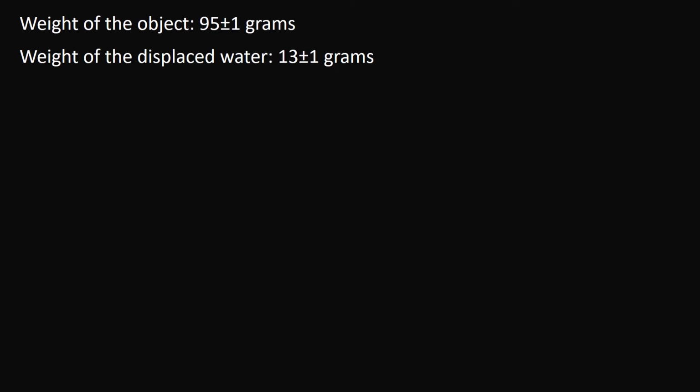Okay, so the weight of the object is 95 grams and my weight scale has an accuracy of 1 gram. So totally we have 95 plus minus 1 gram. This is the uncertainty of the measurement. The weight of the displaced water is 13 grams, again plus minus 1 gram of uncertainty. Now we know that the density is mass divided by volume. So we have the mass of the displaced water, and the density of the water we know from experience. Usually we take it as 1 gram per cubic centimeter.